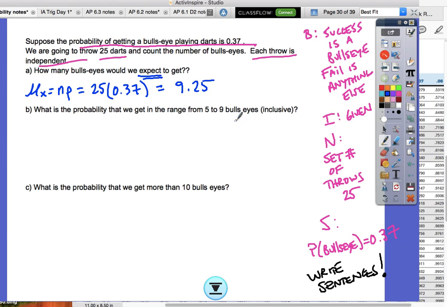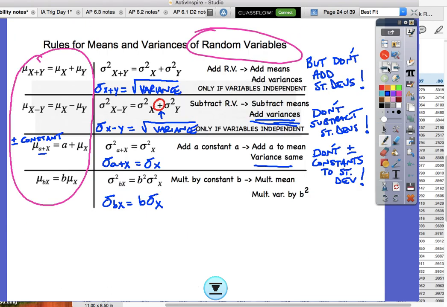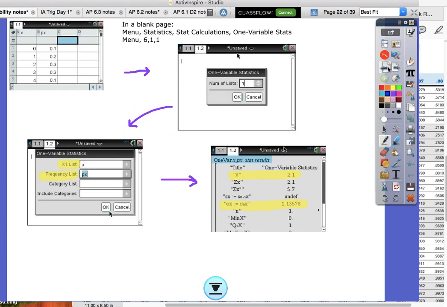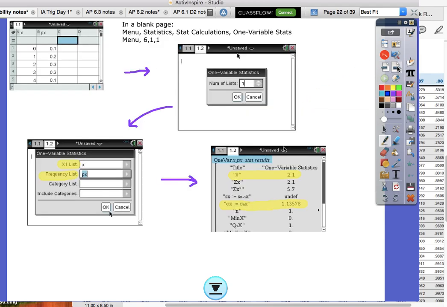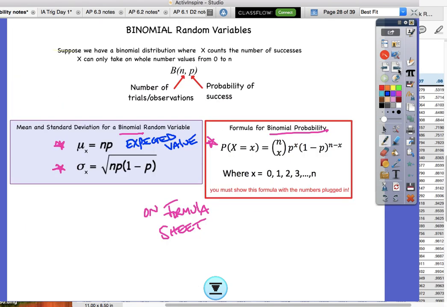And if they ask me to interpret that, then I would go back, way back to my last video. Right here is how to interpret expected value. So if I repeat throwing darts many, many, many times, I would expect to get 9.25 bullseyes on average per trial. That's how I would, or per throw. I guess I'd be more specific on what a trial is. All right, anyway.